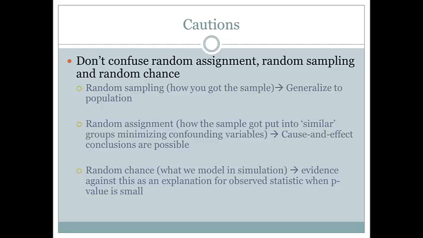And finally, random chance. This is what we model in the simulation. In this case, we have a small p-value. This means we have strong evidence against random chance as an explanation for the observed statistic. So, three different kinds of random, each with very different implications. So make sure you pay close attention to the word following the word random.